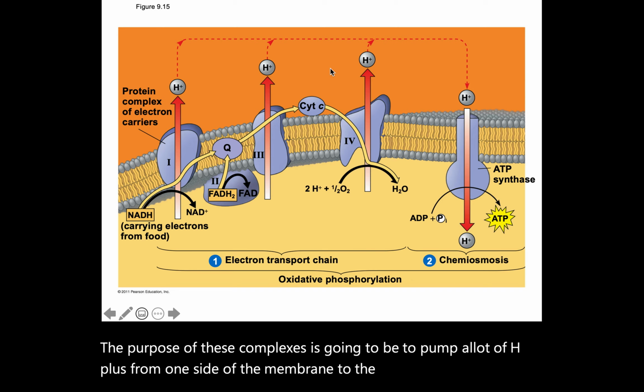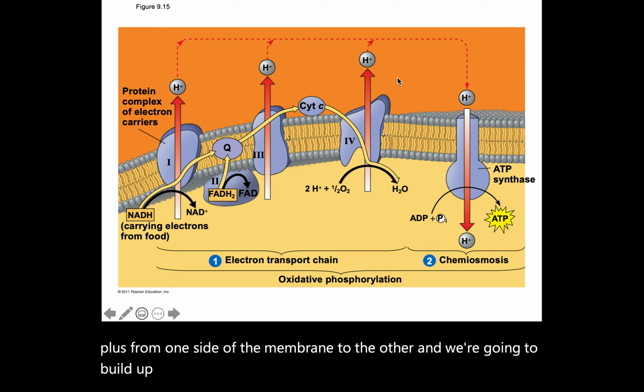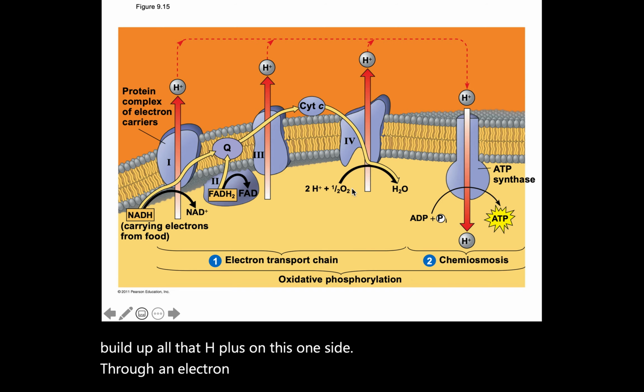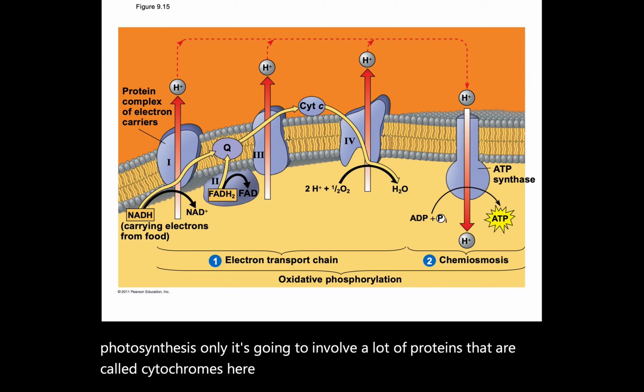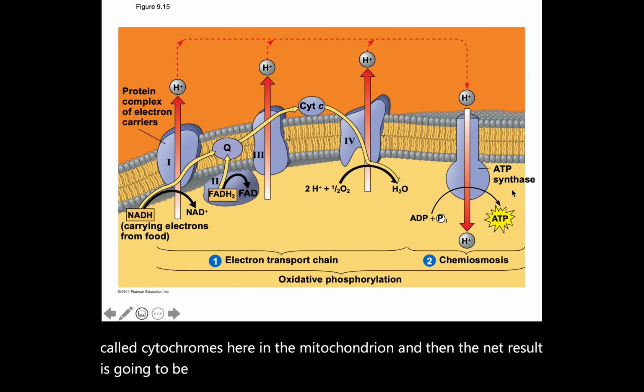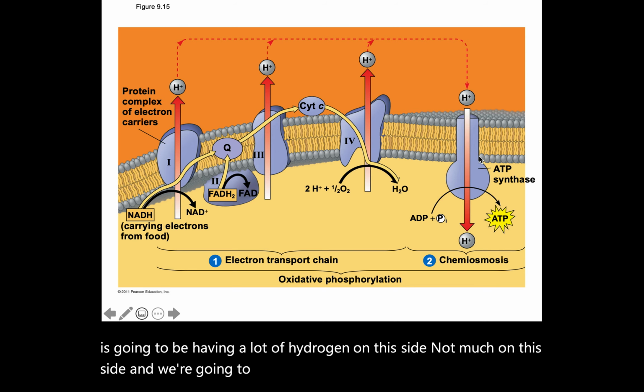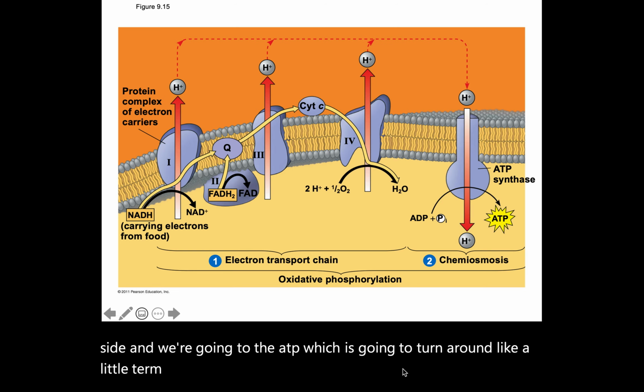And we're going to build up all that H plus on this one side through an electron transport chain, kind of like we did in photosynthesis, only it's going to involve a lot of proteins that are called cytochromes here in the mitochondrion. And then the net result is going to be we're going to have a lot of hydrogen on this side, not much on this side, and we're going to have that ATP synthase enzyme, which is going to turn around like a little turnstile.